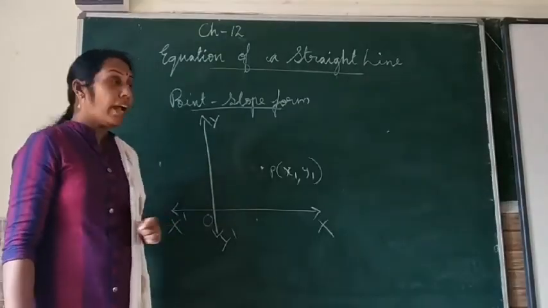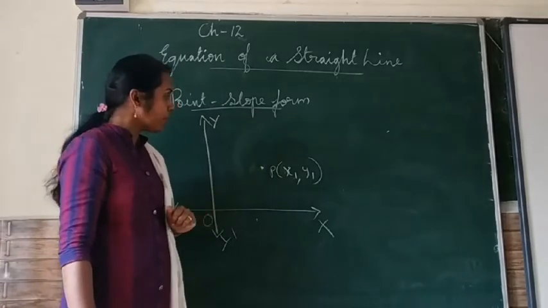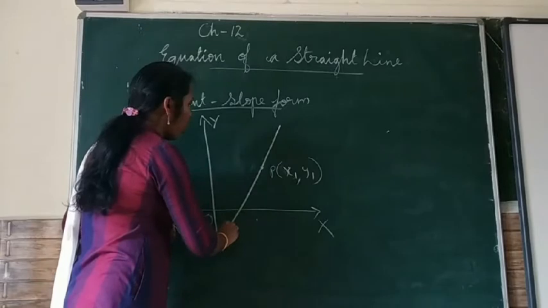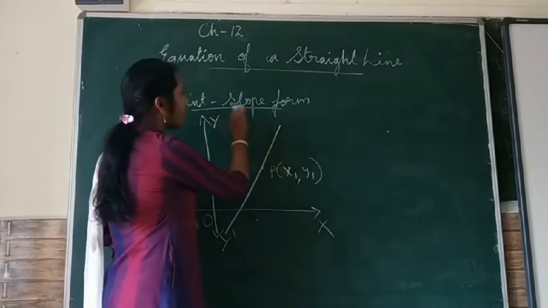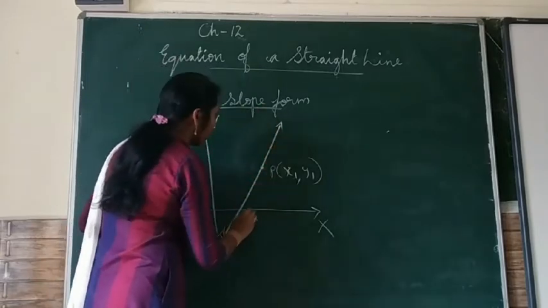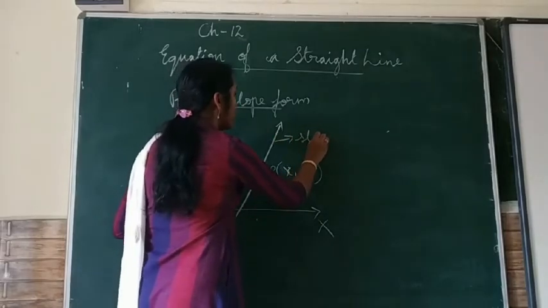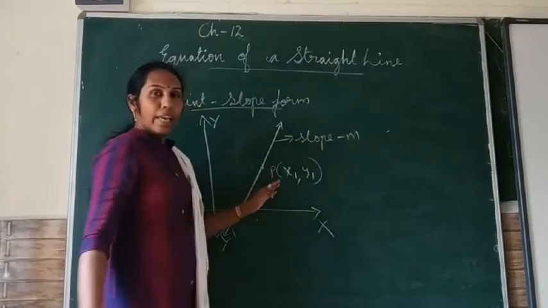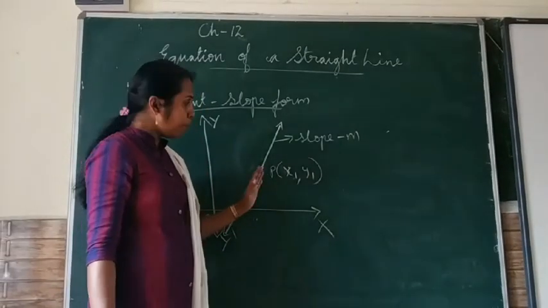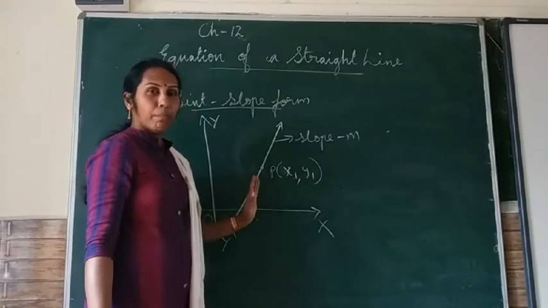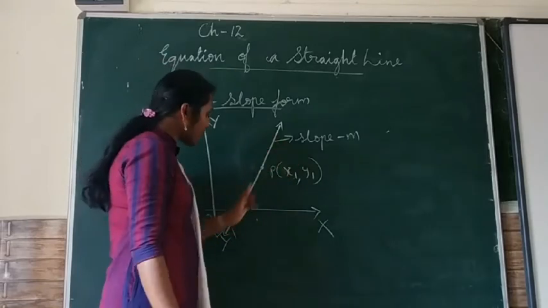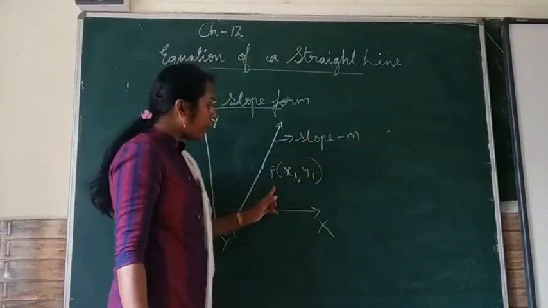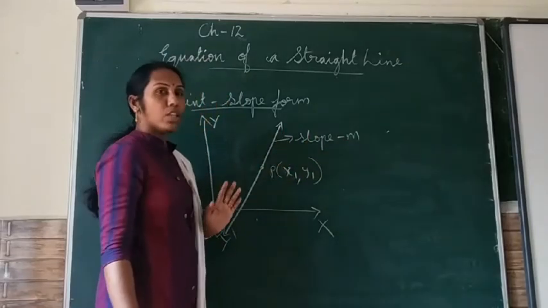Now let us learn the point slope form of an equation. Consider a line with a slope m. Here, in this point slope form, we are given the slope. The slope of this line is m, and it passes through a point (x1, y1). It can be any point in the coordinate plane. It is given that the straight line has a slope m, the value of the slope will be given, and a point through which the line passes also will be given.